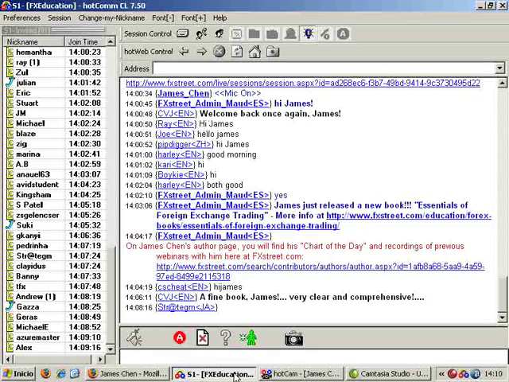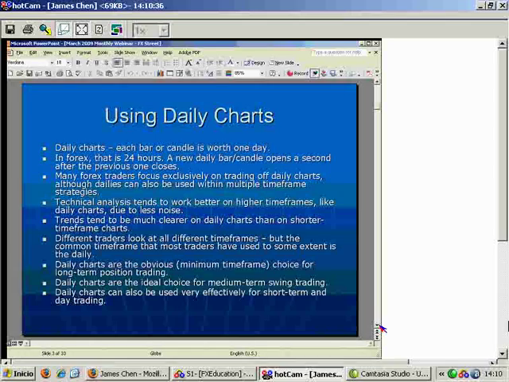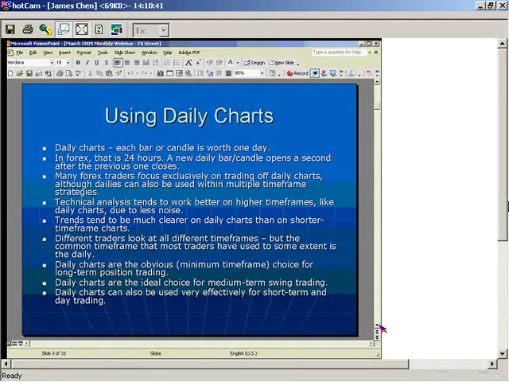Now, daily charts are the obvious choice for long-term position trading, and I'm going to show you that. I'm going to show you the tools I use for long-term position trading on these slides, as well as on the charts. I have a bunch of charts to show you. If you're talking about long-term position trading, trading with the trend, trend following, then the daily charts are really the obvious choice, and really they're the minimum time frame to use.